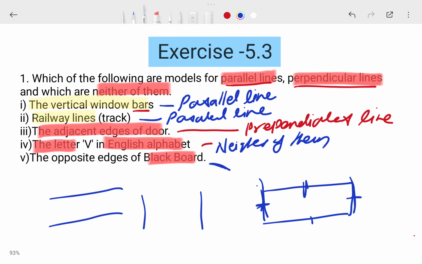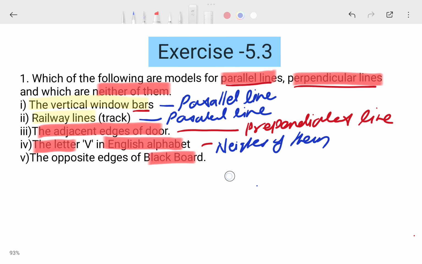No, they will not meet. So it means that this is not a perpendicular, this is a parallel line. So what we have to write is parallel line. Is it clear? So the first one is parallel, the second one is parallel, the third one is perpendicular, the fourth one is neither of them, and the fifth one is a parallel line. Is it okay? I hope it is clear to you.